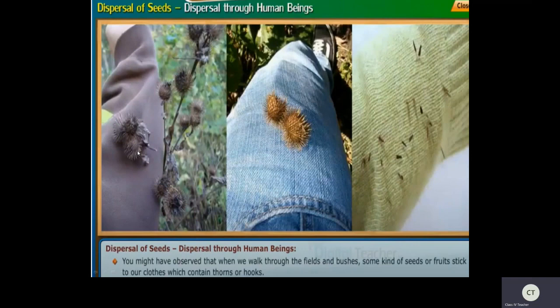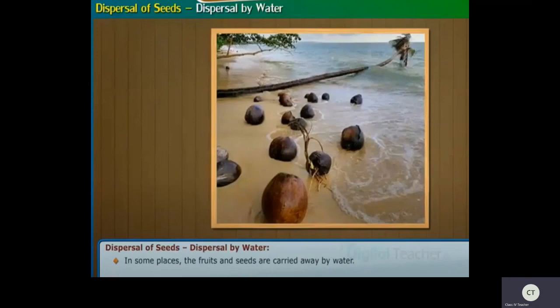Now see here, see how the seeds are stuck to their clothes, human beings' clothes. Yes. So they'll fall off in different places, and then what happens? They will grow and germinate into a new plant. Yes, see here, coconut. When they are dried, they become lightweight and they'll float on the water and reach different shores, and this is how the seed will germinate and grow. See this germination of this coconut. Yes, this is how it is carried.